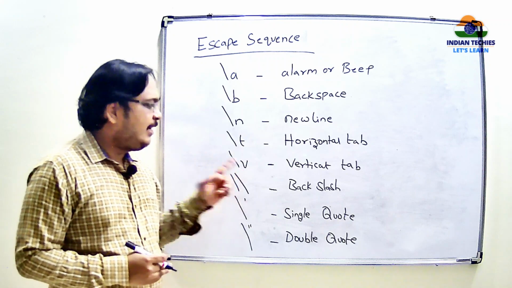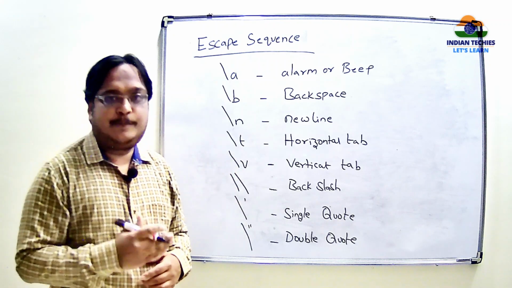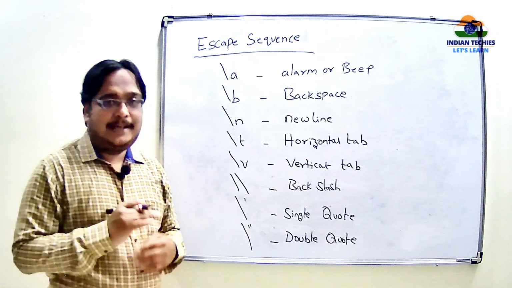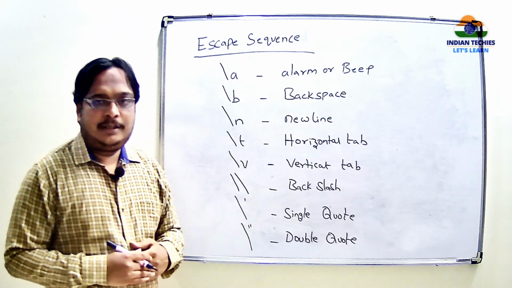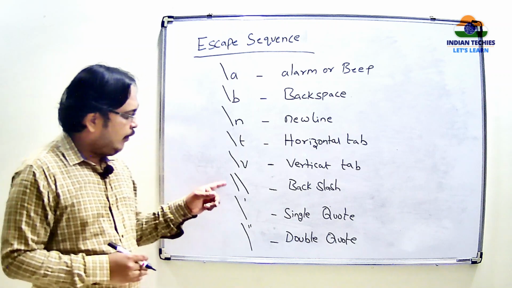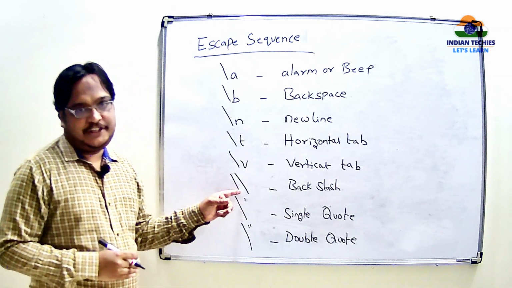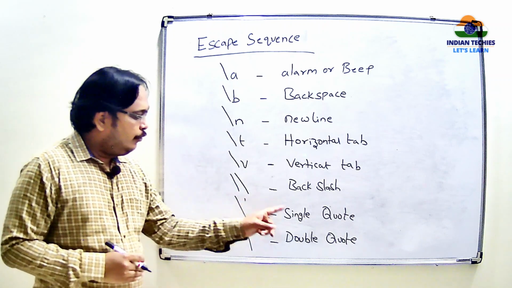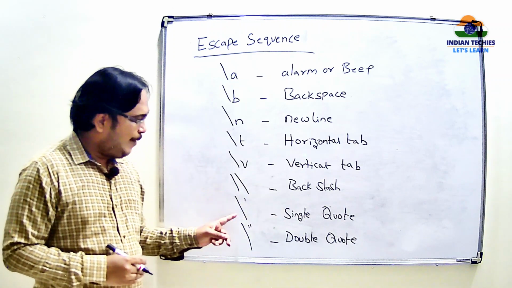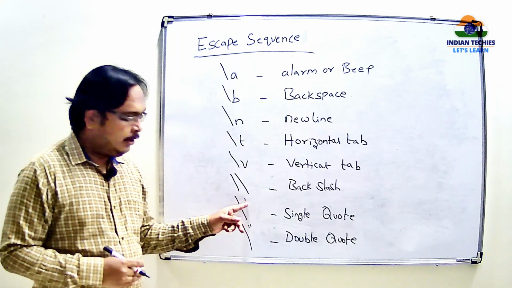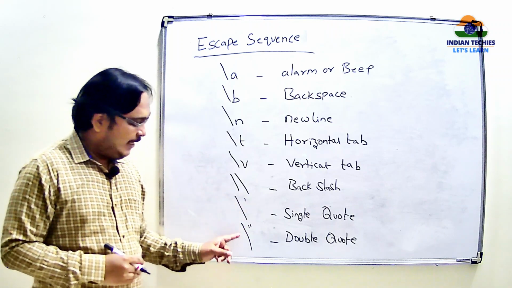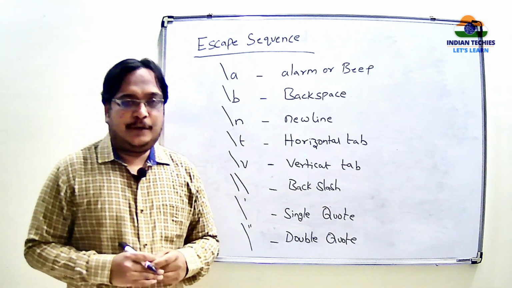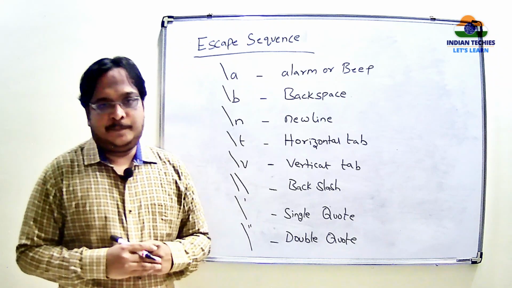The next one is backslash v. If you want to give vertical tab space, you can use backslash v. Suppose you want to print a backslash on the screen, then you have to use two backslashes. Next, to print a single quote, you have to use a backslash followed by a single quote. In the same way, for a double quote, a backslash followed by a double quote, so that it can be printed. You cannot write double quotes directly.